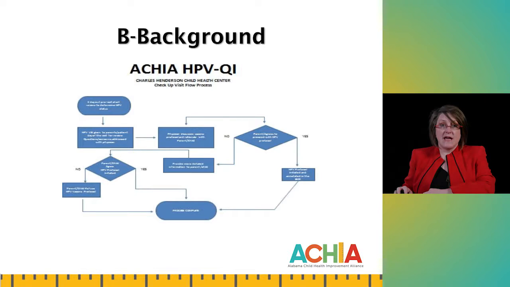So we've reviewed A, which is aim, and now we're moving to B, which is background. A great way to look at the background for your practice is to look at your workflow. This example is from Charles Henderson's clinic, and they actually looked at their clinic flow. They've done this beautifully. They have the correct shapes as taught by various QI methodologies.